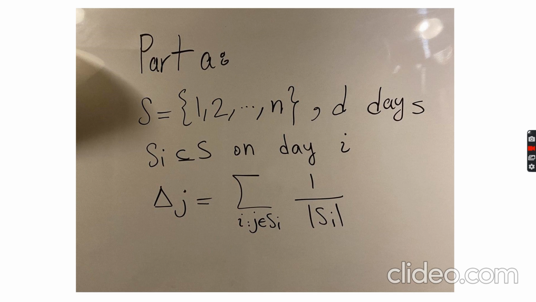in d days, and on each day i, there is a subset Si of the S people, and those are the people who would travel. So not everyone is traveling on every day. We have a subset Si of everyone, and those are the people who travel on day i.